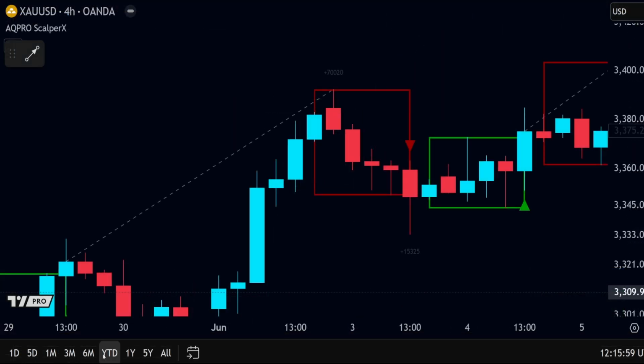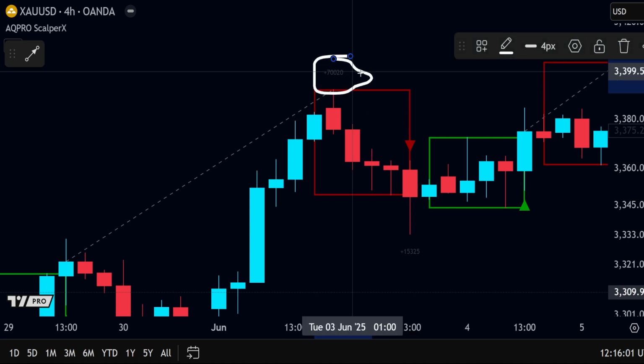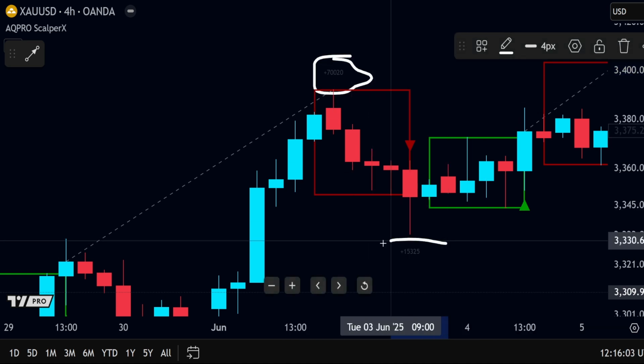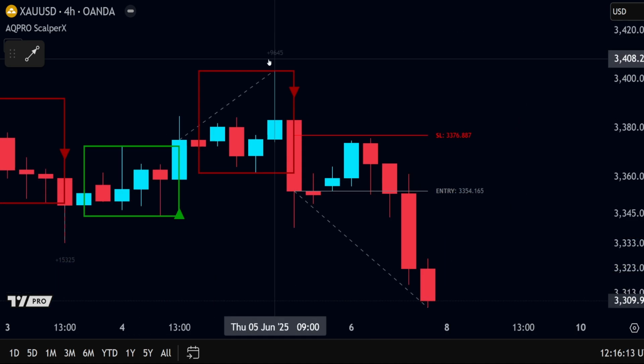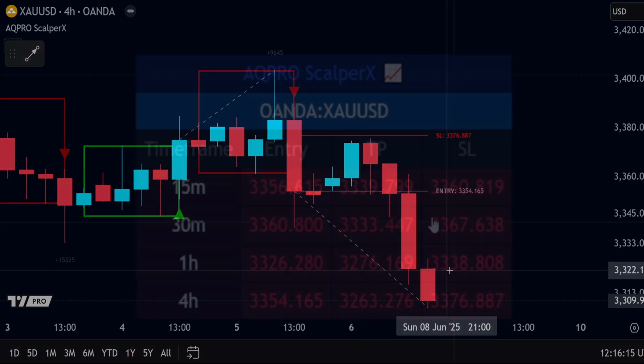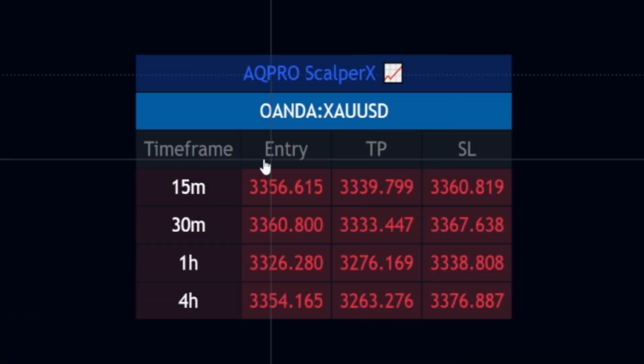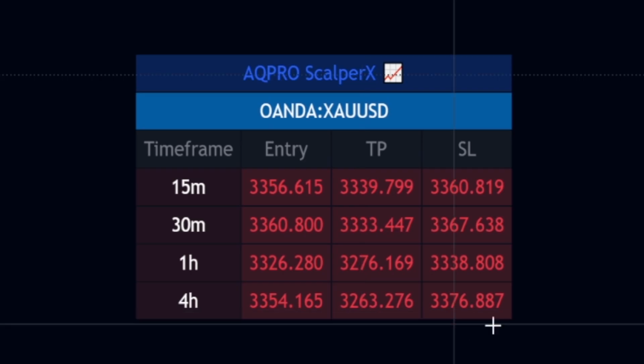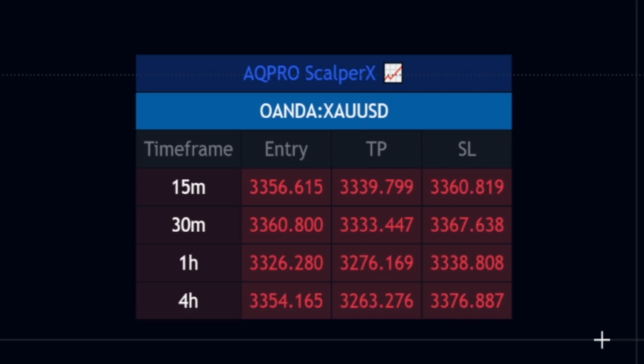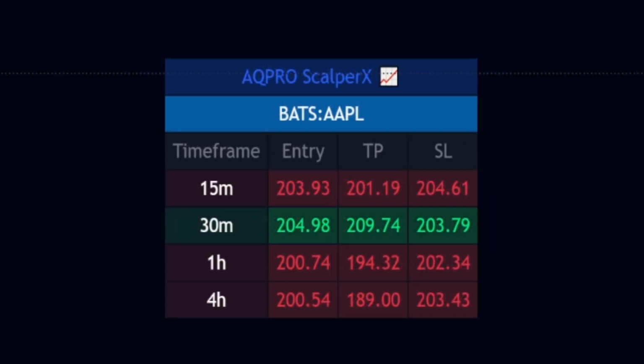Maximum profit tracking. SCALPERX tracks the maximum potential profit of each trade, offering insights into market momentum and the effectiveness of signals. Multi-time frame dashboard. Monitor trading signals across 4 customizable timeframes, allowing for a comprehensive view of market trends and aiding in strategic decision-making.